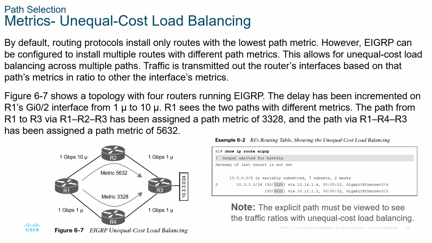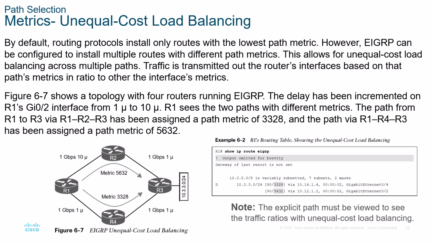By default, the routing protocol installs only a single route with the lowest path. However, there are routing protocols like EIGRP that can be configured to allow for multiple routes with different path metrics, meaning you can have two paths with different metrics with EIGRP if you configure it. This allows us to install unequal cost load balancing across multiple paths.